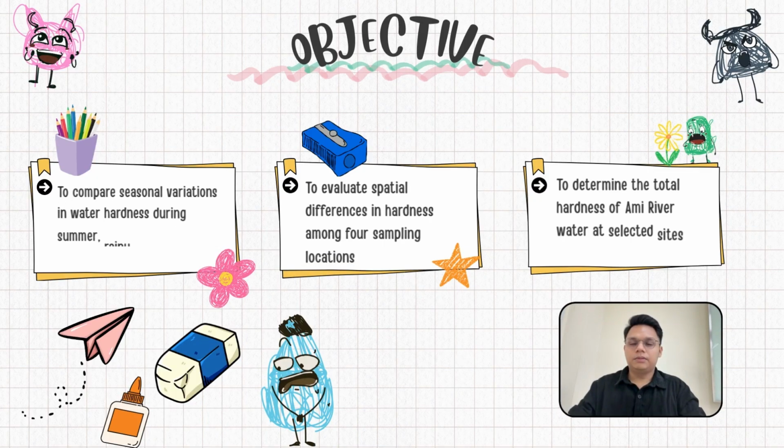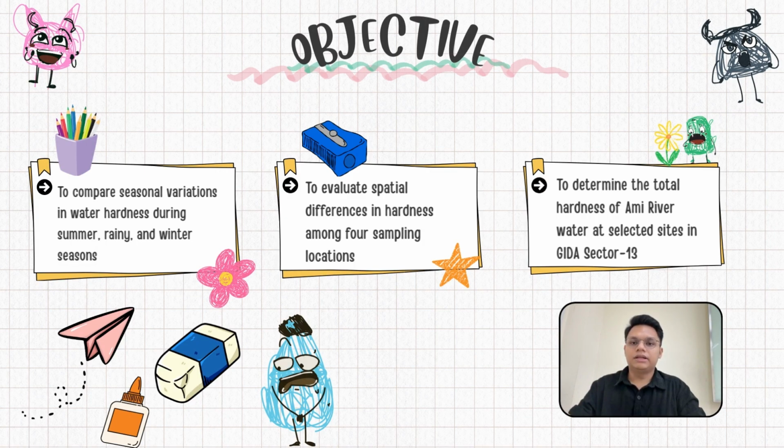The objectives for the experiment. First one is seasonal variation in water hardness. The objective focuses on comparing the changes in the water hardness of Ami River during the summer, rainy and winter season. Seasonal variation can significantly influence water quality due to changes in rainfall, temperature, evaporation rate and the river flow. During the summer season, higher evaporation and reduced water flow may increase the concentration of calcium and magnesium.